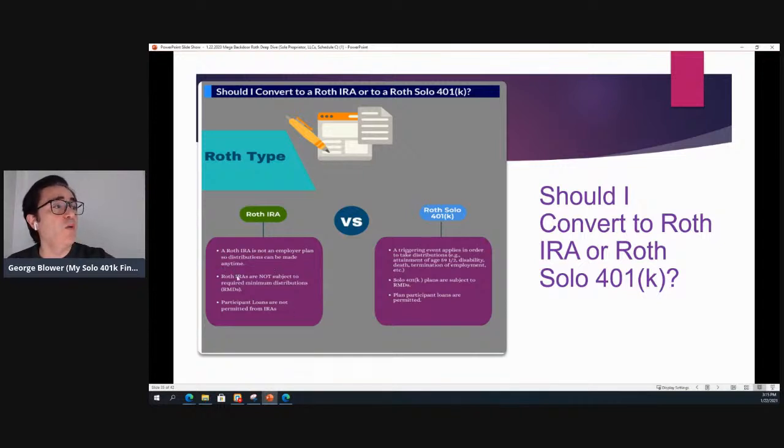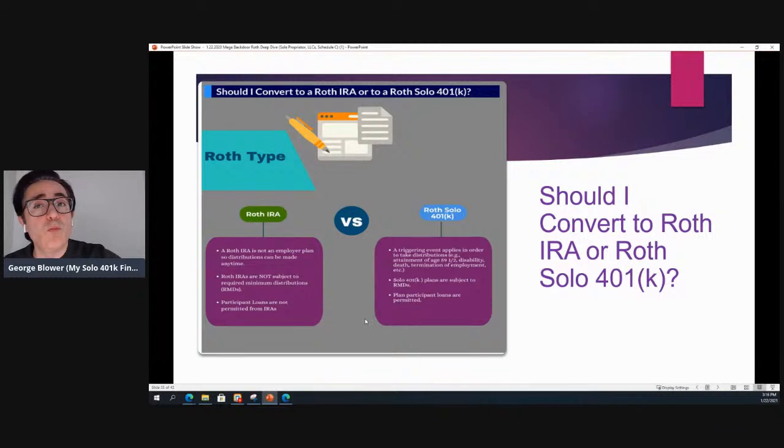So a Roth IRA is not an employer plan, so distributions can be made at any time. Roth IRAs are not subject to required minimum distributions. You, however, cannot take a participant loan from an IRA, any type of IRA, whether it's a Roth IRA or traditional IRA. With respect to a Roth Solo 401k, you've got to meet a triggering event in order to take distributions. So generally, that means you're age 59 and a half or older. Solo 401k plans are subject to RMDs.